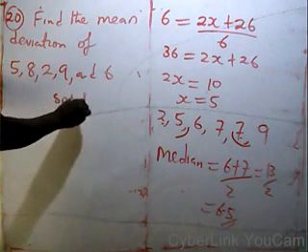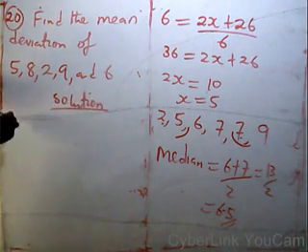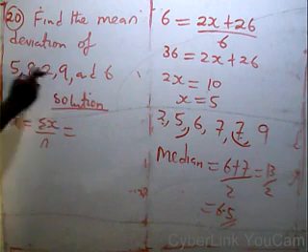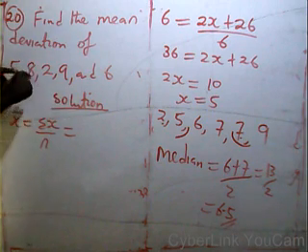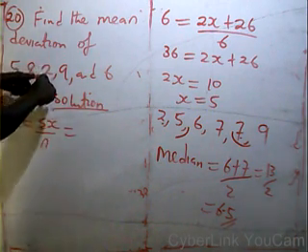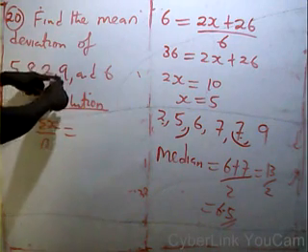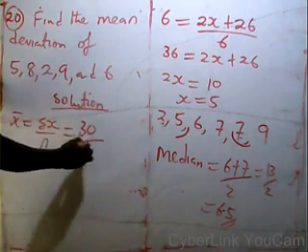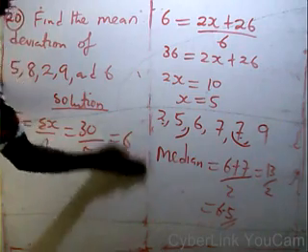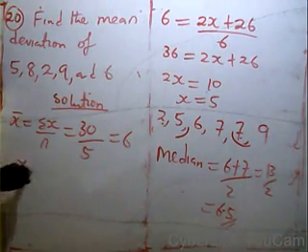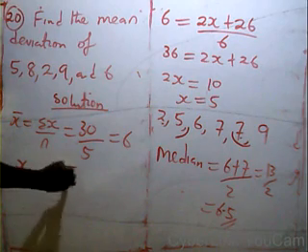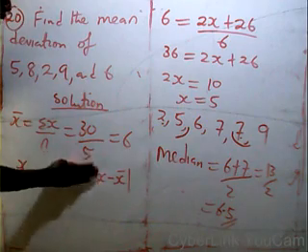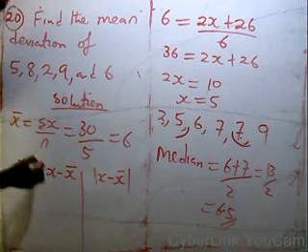Solution to this. Before we find the mean deviation, we need the mean. And mean is summation x all over n. Add this together: 5 plus 8 is 13, plus 2 is 15, plus 9 is 24, plus 6 is 30. So you have 30 all over 5, and that is 6. So our mean is 6. So we now have x, we have x minus x bar, then we have the modulus, or absolute value, of x minus x bar. Those are the things that we need for mean deviation.